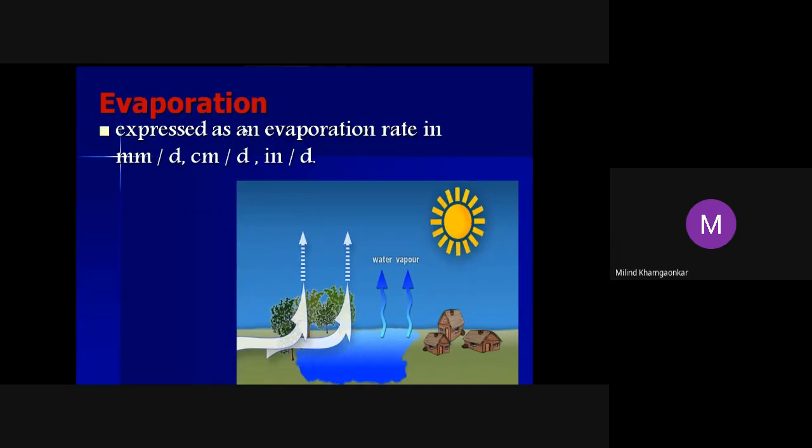This is expressed as evaporation rate in millimeters per day, centimeters per day or inches per day. So inches was the FPS unit. Millimeters per day and centimeters per day are what we use as the MKS unit. Again, you might have noted that this is expressed in depth. Evaporation is expressed in depth.